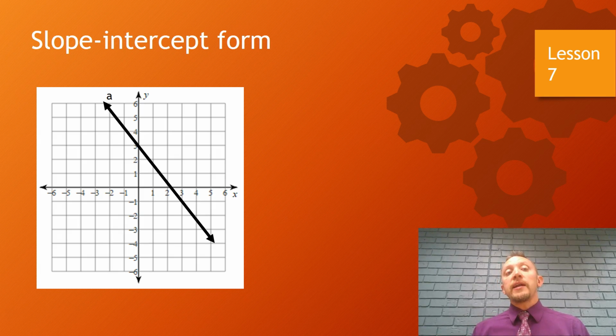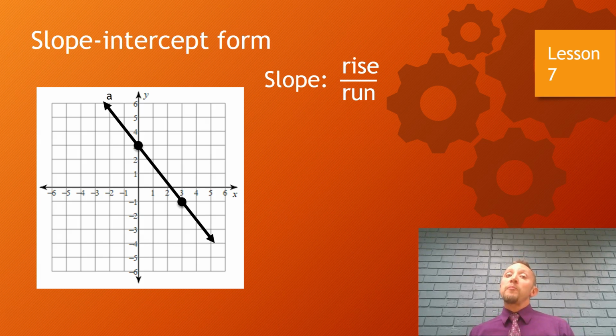Well, let's look at line A. Now remember, our first step is we need to figure out what is the slope of this line. Remember, the slope is the rise over the run. So what we're going to do is we're going to pick a couple of points where that line intersects the grid, as you can see, as I've done here already.